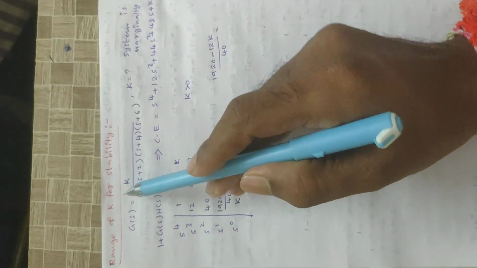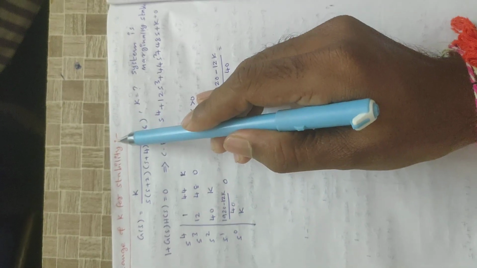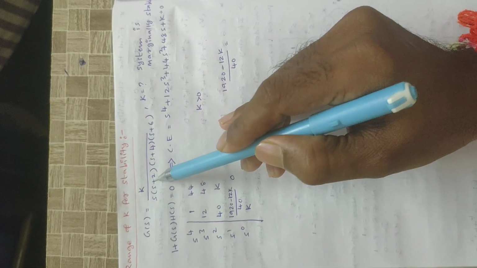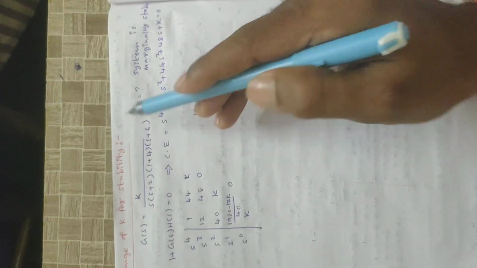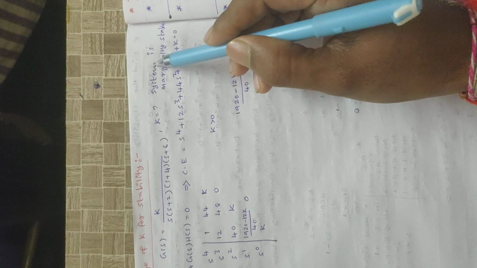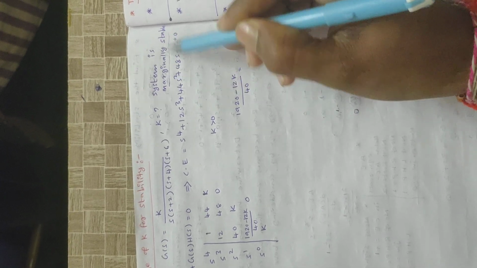Find the range of k for stability. What is given? G(s) is given: k by s into (s+2) into (s+4) into (s+6). We need to calculate the k value, right? Okay, the system is marginally stable. Remember this point, the system is marginally stable.